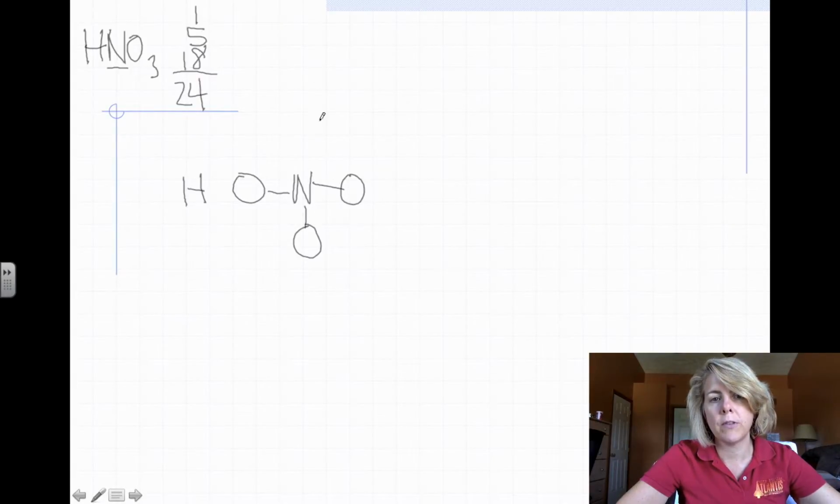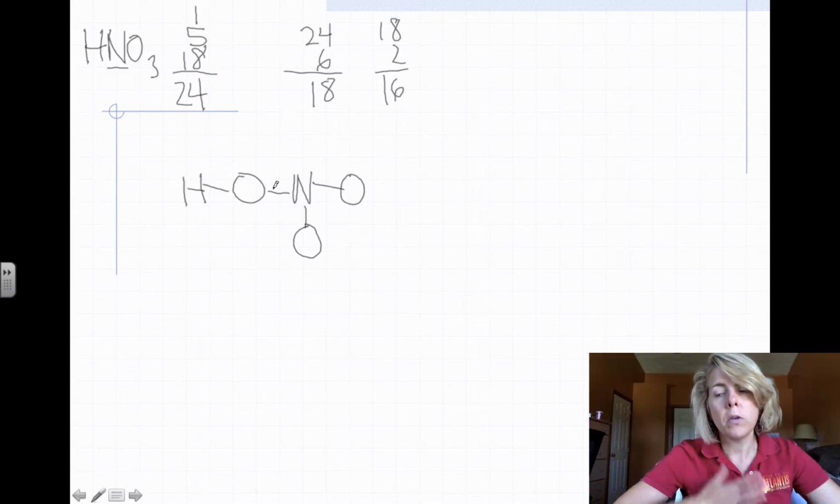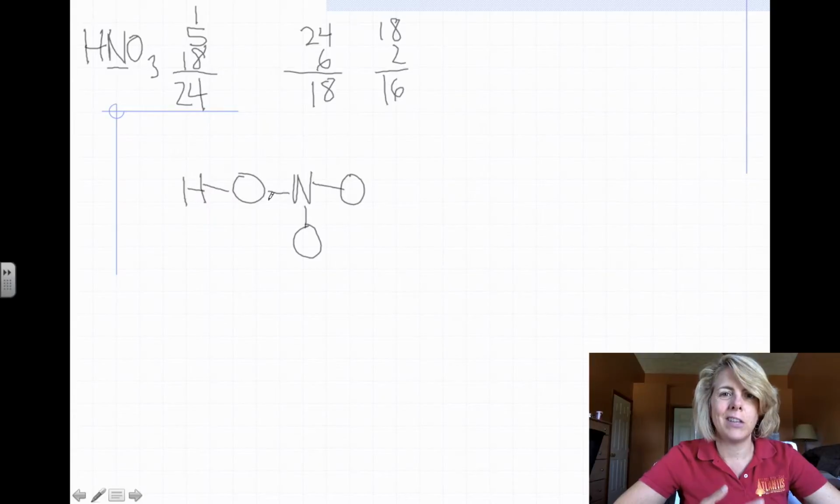So I have 2, 4, 6 electrons. So I'm going to take 24 minus 6, and that gives me 18. I'm also going to draw a line between hydrogen and oxygen, and that'll essentially be 18 minus 2, which gives me 16. Now the goal is to have 8 electrons around each atom, and before I do anything with nitrogen, I'm going to add 2 lone pair electrons to oxygen.